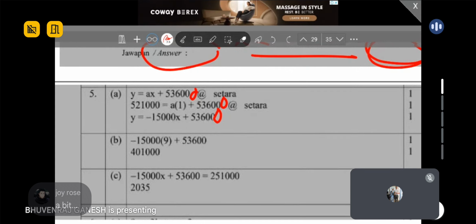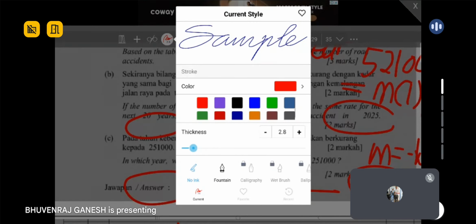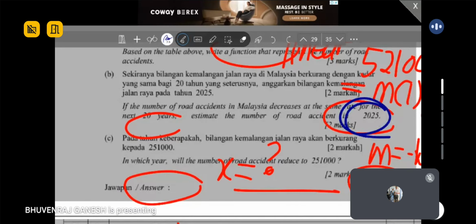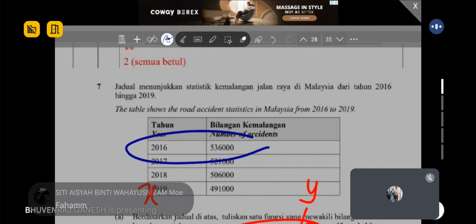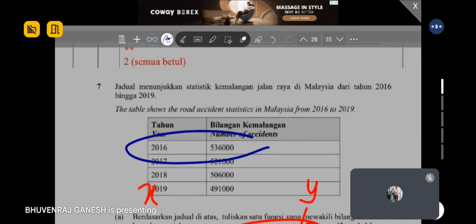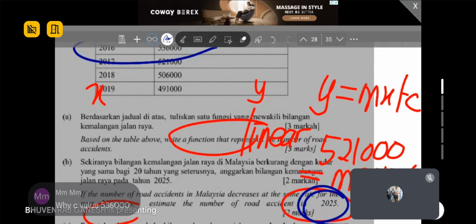Why B sub into 9? Because they say 2025. Nampak kat sini. 2025. So guys, 2025. Kamu bandingkan dengan 2016. So 2025 minus 2016. Dapat 9 tahun kan? So X tu mewakili bilangan tahun selepas 2016. So X sama dengan 9 lah kalau 2025.